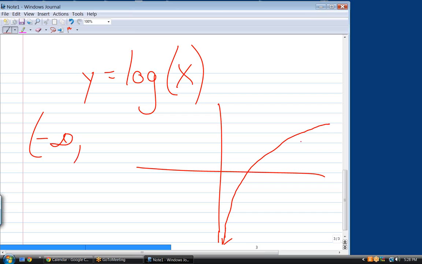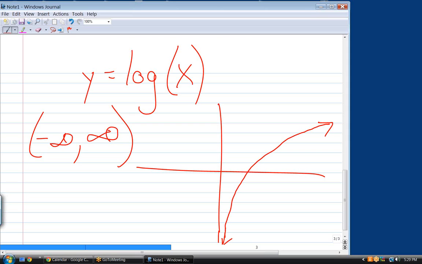And where does it go on the upside? Does that flatten out to a horizontal asymptote, or does it just keep getting bigger as x gets bigger? It would just keep getting bigger as x gets bigger. So your range is all reals. So on log functions, your range is all reals. On exponential function, your domain is all reals.